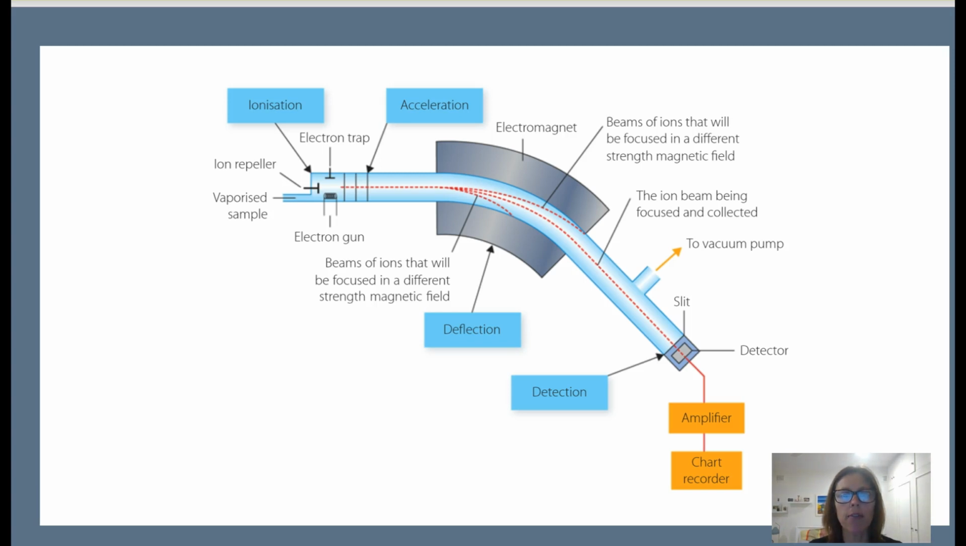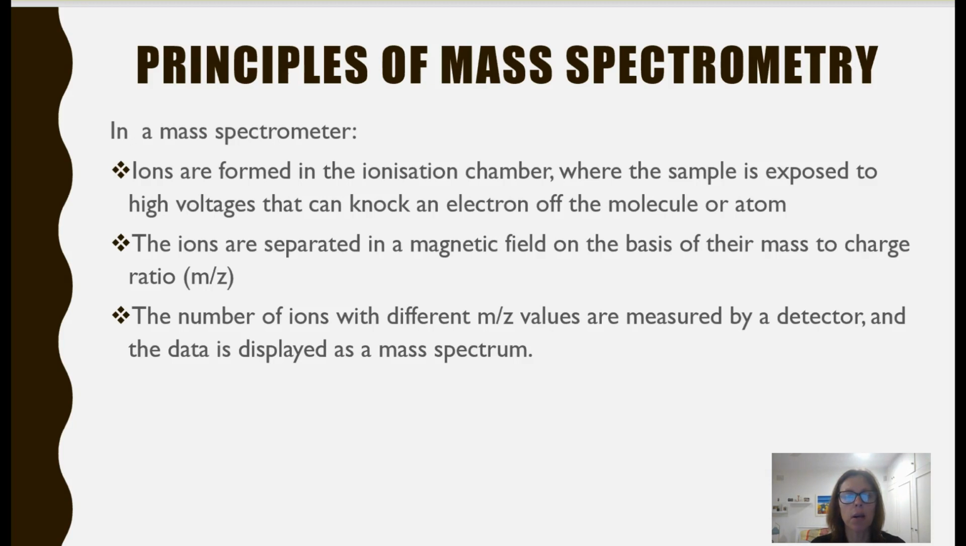Now you can see here a vaporized sample is put into this machine, and that is ionized. Those atoms are then accelerated, and go through a quite strong electromagnet. Beams of ions come in and are focused, and you can see the different paths that ions might take. Beams of ions will be focused in different strengths. They come out here, are detected, amplified and recorded on a chart. So let's look at those steps a little bit closer.